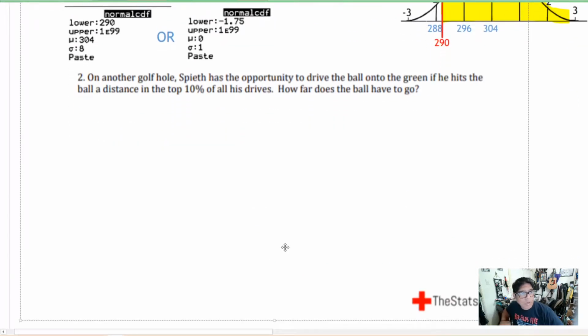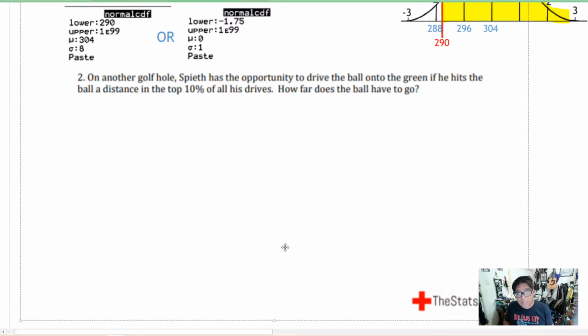Let's do number 2. On another hole, Spieth has the opportunity to drive the ball onto the green if he hits a distance in the top 10% of his drives. How far does this ball need to go? So this is that reverse situation again. We know it's 10%, but we don't know what the number is, and we don't know what the z-score is.